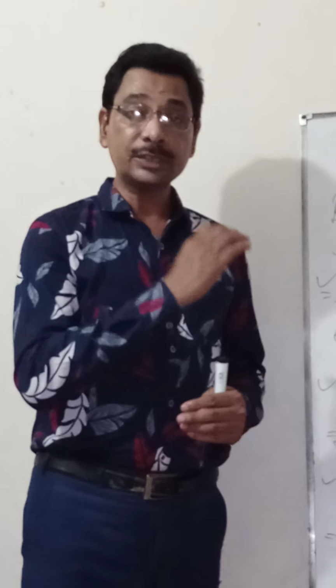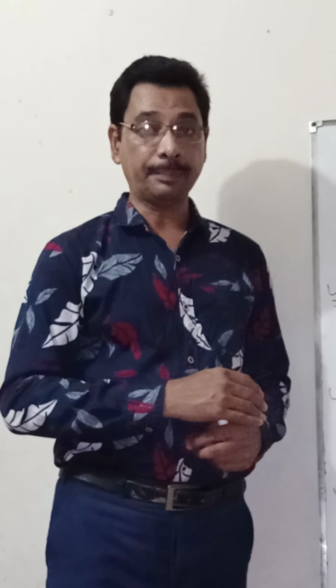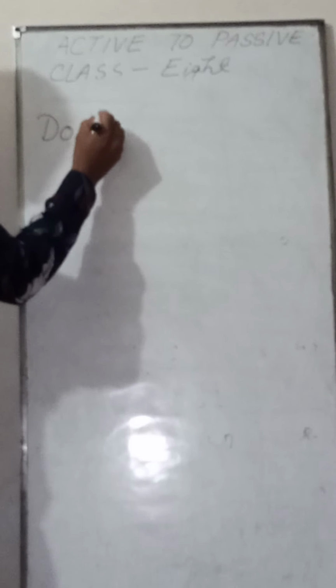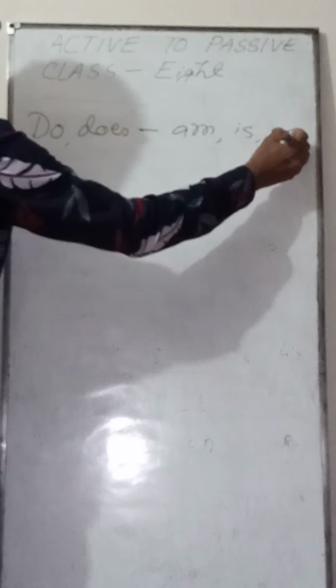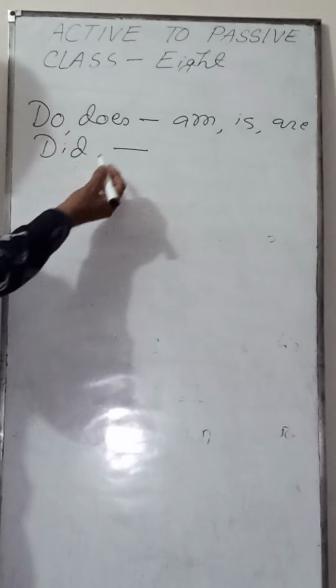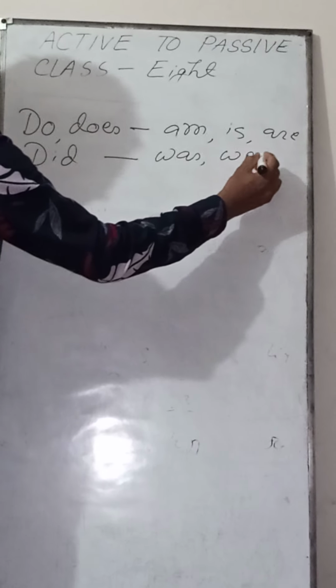And now I am showing you shortly how to memorize the auxiliary verbs you will write in your exam paper. If you find do or does, you have to write am, is, are. And if you find a sentence with the auxiliary verb did, and you want to change this sentence from active to passive, the auxiliary verb will be was or were.